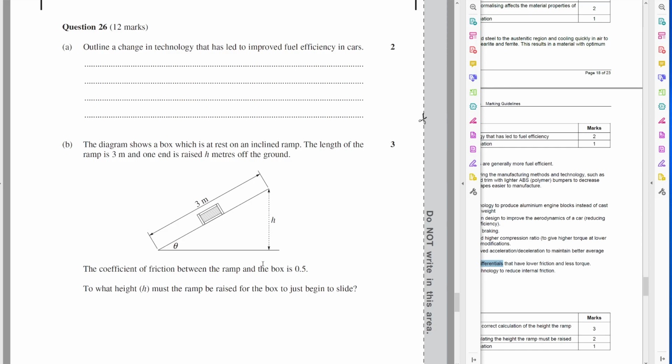The ramp shows a box which is at rest. The length of the ramp is 3 meters. It's raised 8 meters off the ground. The coefficient of friction between the ramp and the box is 0.5. At what height must the box be raised in order to begin to slide? I mean, my gut says it might be 1.5 meters.